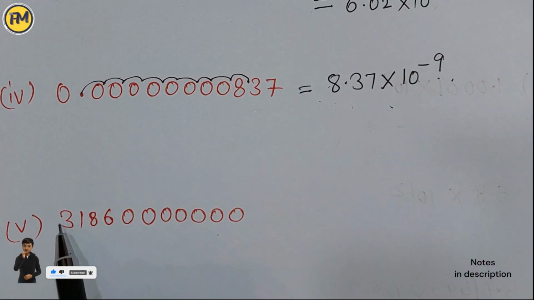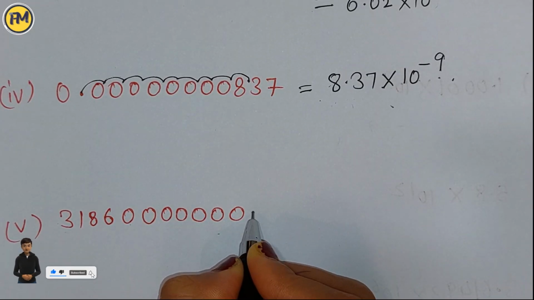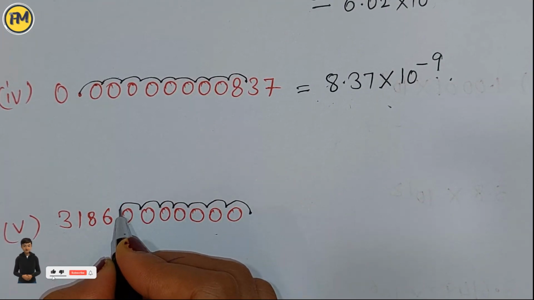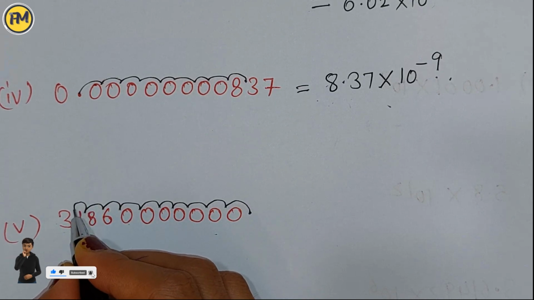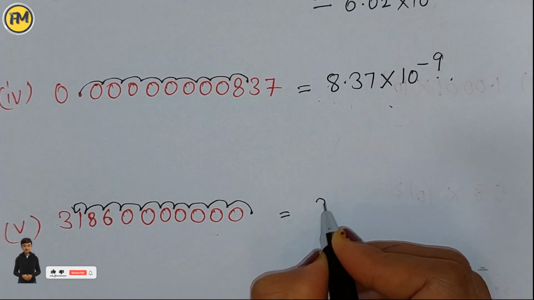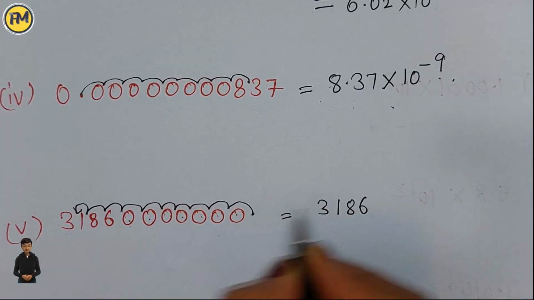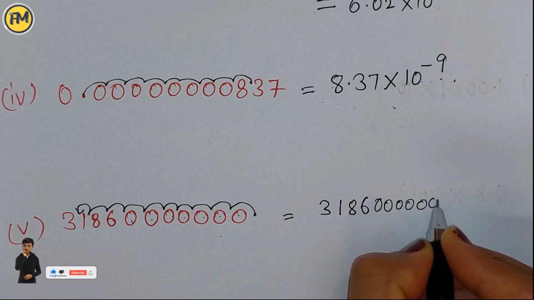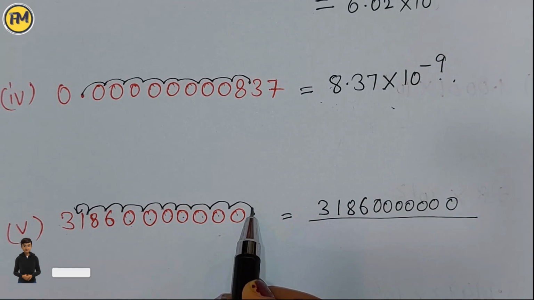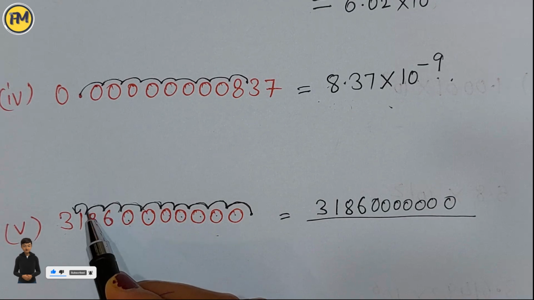Now see the last part of this question. Here you have 3186 and 00000. That means the decimal point is here. Now shift this decimal point to the left: 1, 2, 3, 4, 5, 6, 7, 8, 9, 10. In 10 steps we are reaching there. How many zeros? 1, 2, 3, 4, 5, 6, 7. Let's count the steps again: 1, 2, 3, 4, 5, 6, 7, 8, 9, 10 steps.